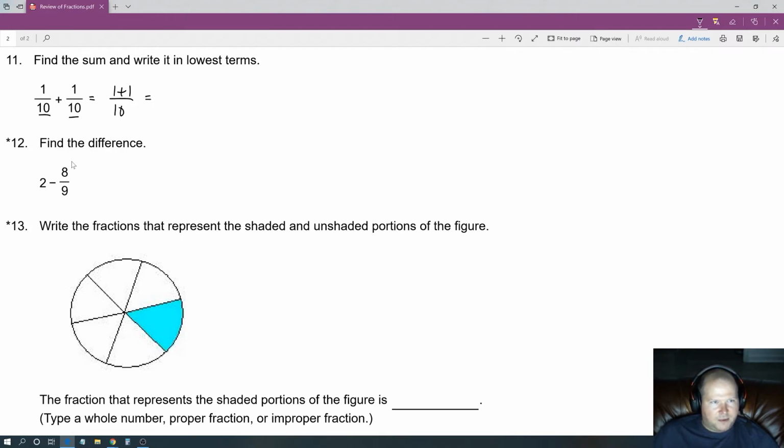Okay. So now what we have is 2 over 10. We can divide both of those by 2. And that gives me 1 over 5. So that wasn't too bad.